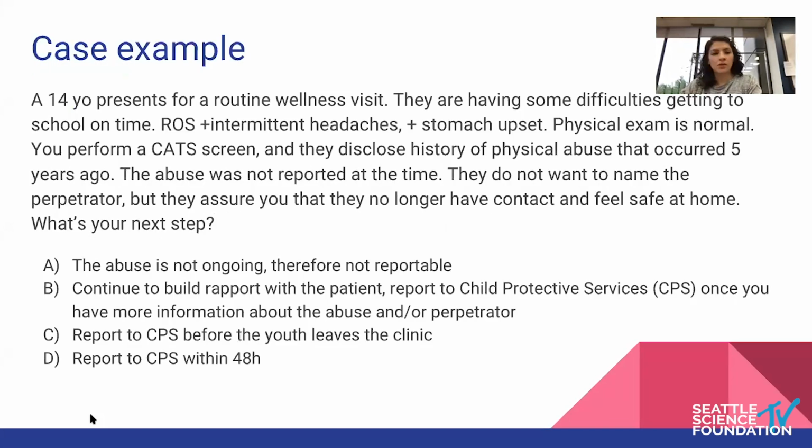So we wanted to present this case. A 14-year-old comes in for a routine wellness visit. They're recently having more difficulties getting to school on time. They're endorsing some intermittent headaches, stomach upset, otherwise nothing on their review of systems. Their exam is normal. You decide to perform a CAT screen, and they disclose a history of physical abuse that occurred 5 years ago. The abuse wasn't reported at the time. They don't feel comfortable naming the perpetrator, but assure you that they no longer have contact and they feel safe going home. So what would be your next step?